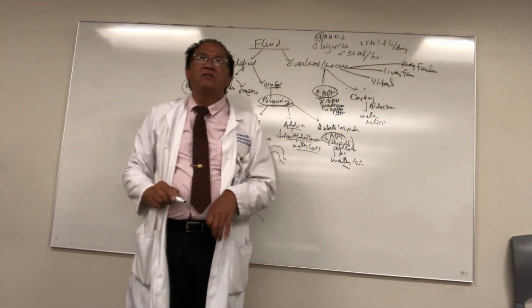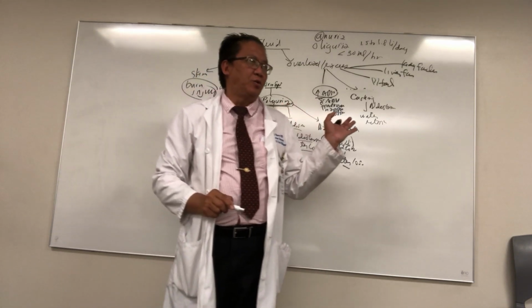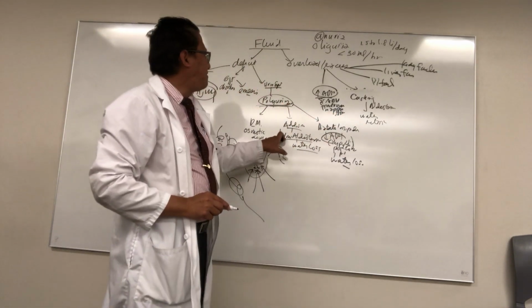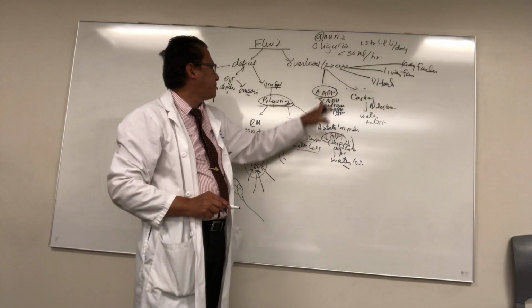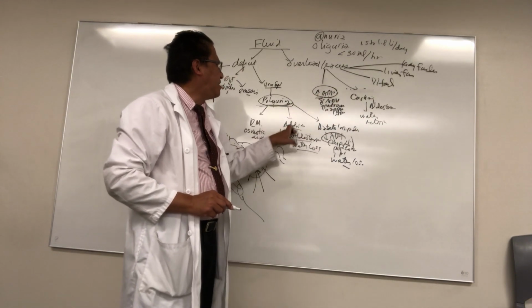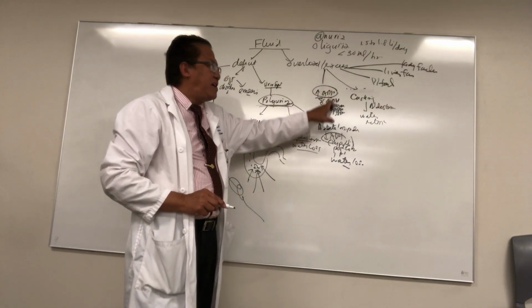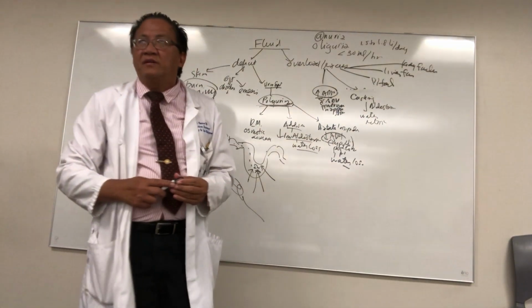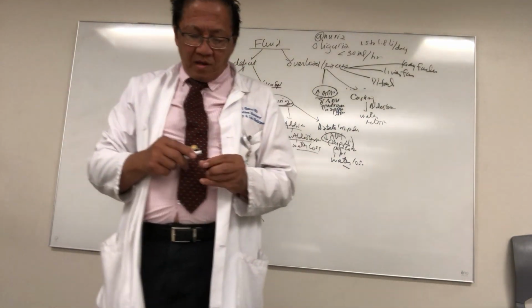So what do you see here? Do you see what I see? Everything is the opposite. Cushing's versus Addison's. SIADH versus what? Diabetes insipidus.